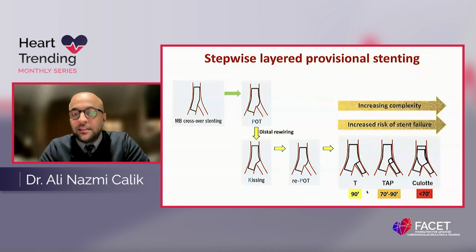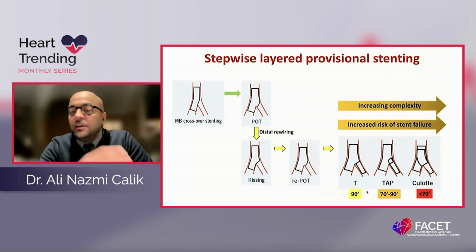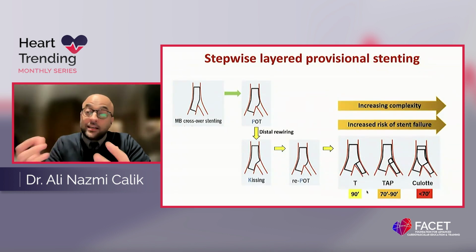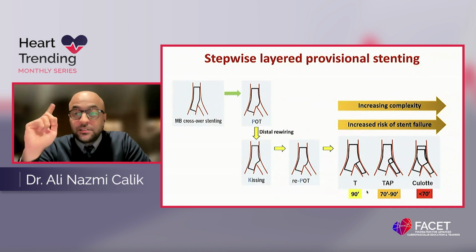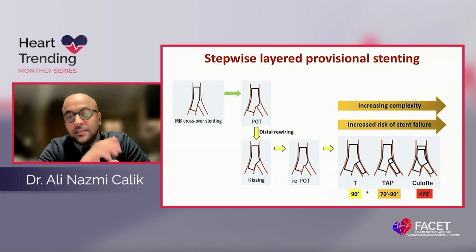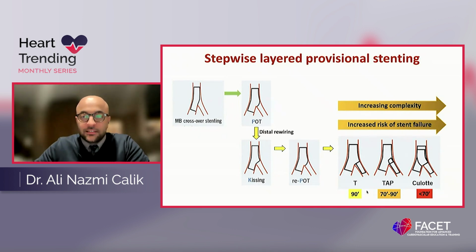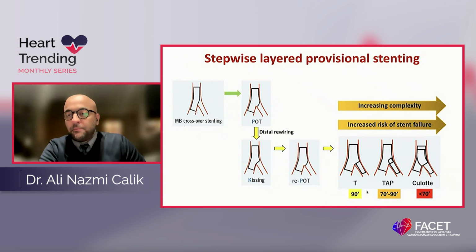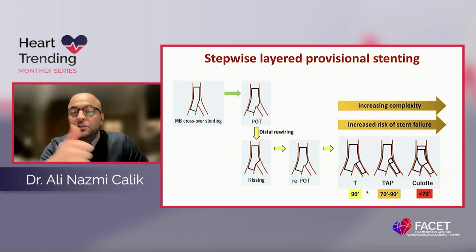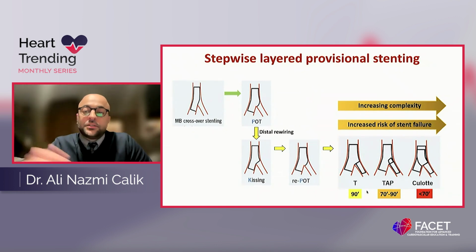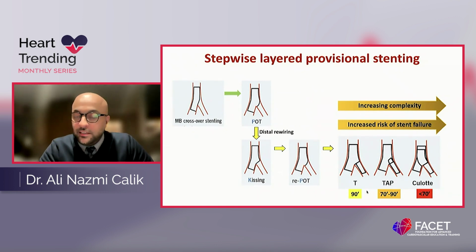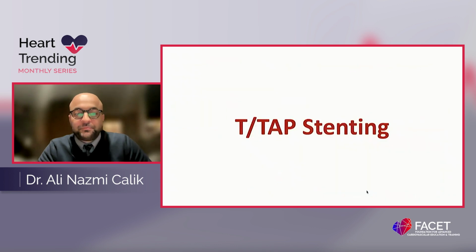And still, if you are not happy with the result, you can deploy your second stent according to the bifurcation angle. But it is always important to keep in mind that when you put the second stent, current data tell us you may increase the complexity and increase the risk of stent failure in the future.